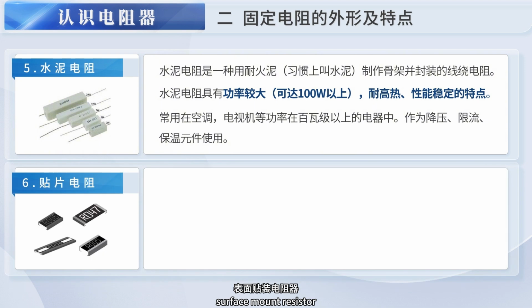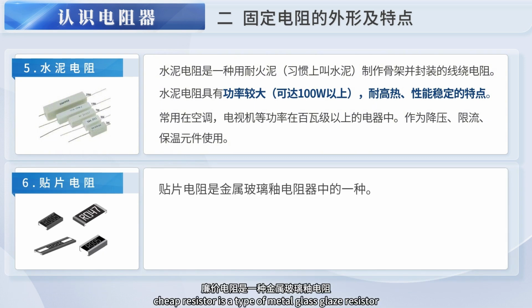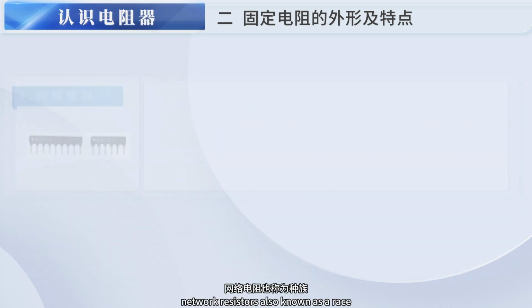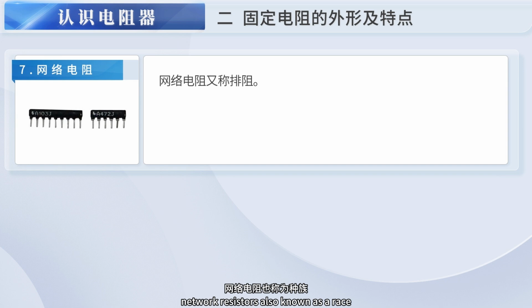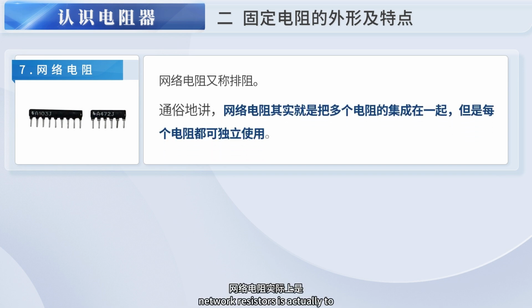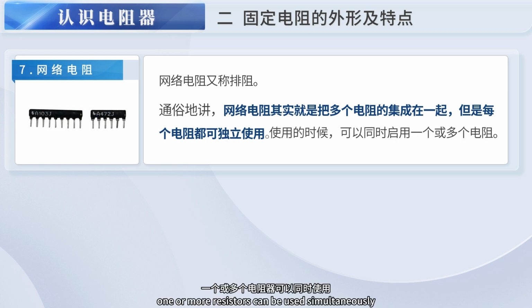Surface mount resistor. A chip resistor is a type of metal glass resistor. It is moisture and high temperature resistant, with a small temperature coefficient, which can greatly save circuit space and cost, making the design more refined. Network resistors, also known as arrays. In layman's terms, a network resistor integrates multiple resistors together, but each resistor can be used independently. When using it, one or more resistors can be used simultaneously.